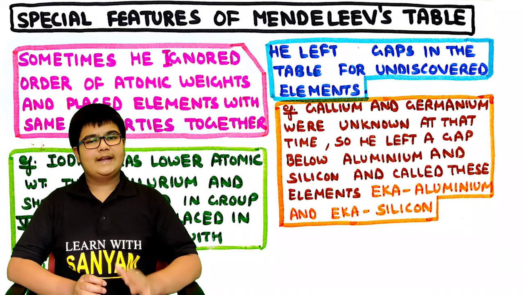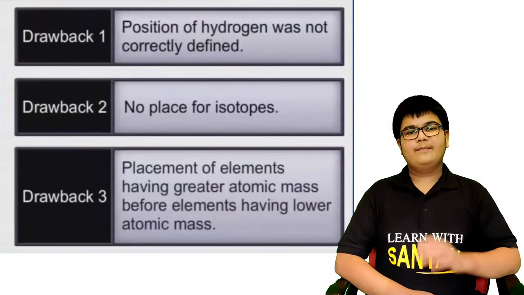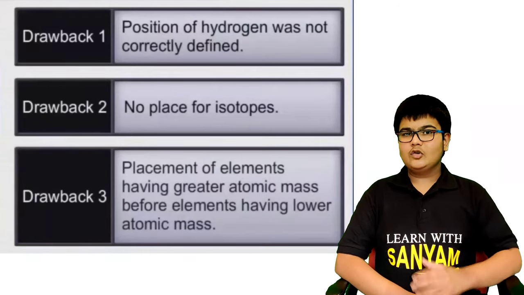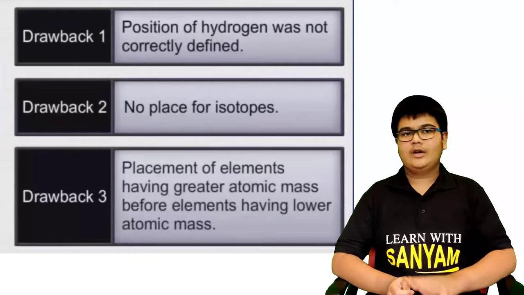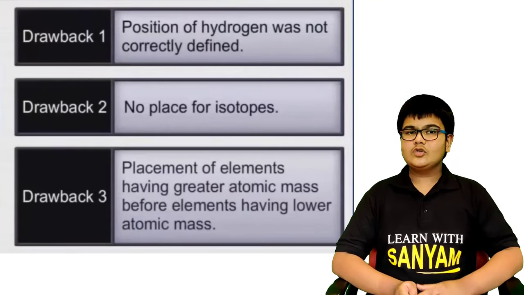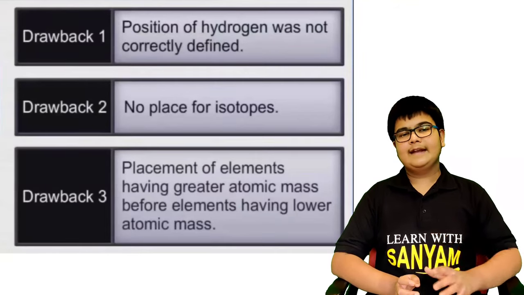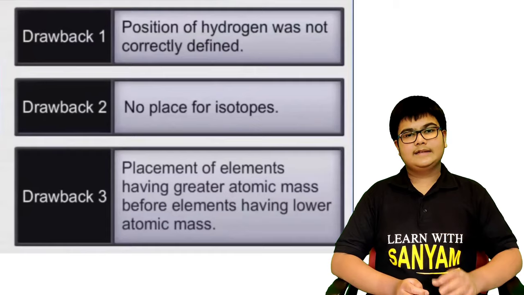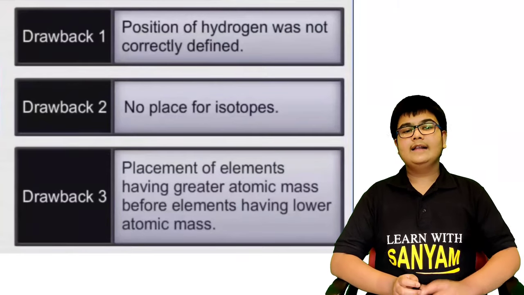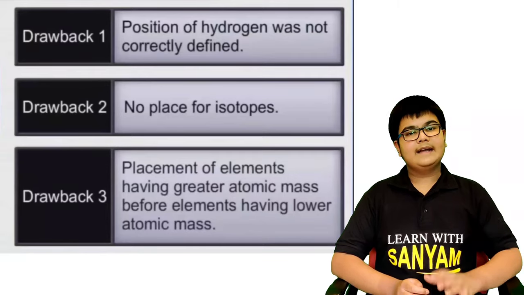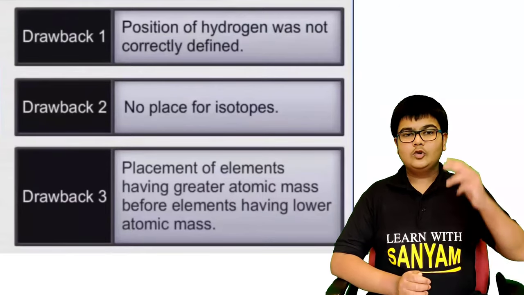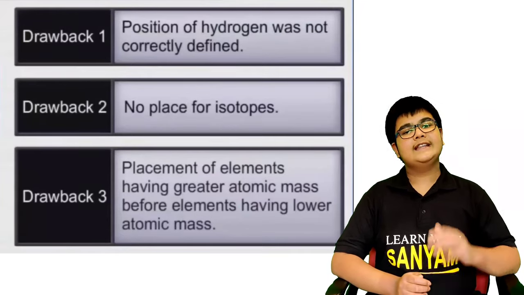Now let's see the drawbacks of Mendeleev's table. The major drawbacks were that he was unable to define a special position for hydrogen. As you know, hydrogen has properties similar to metals as well as non-metals, so Mendeleev was unable to give a definite position for hydrogen. Also, there was no place for isotopes of the elements in Mendeleev's table. And sometimes the periodic law was violated. Mendeleev's periodic law said that the properties of elements are a periodic function of atomic weight. But as I have told you before, sometimes Mendeleev ignored the atomic weight and placed the elements in a different order. So due to all these three drawbacks, Mendeleev's table was also not very successful.